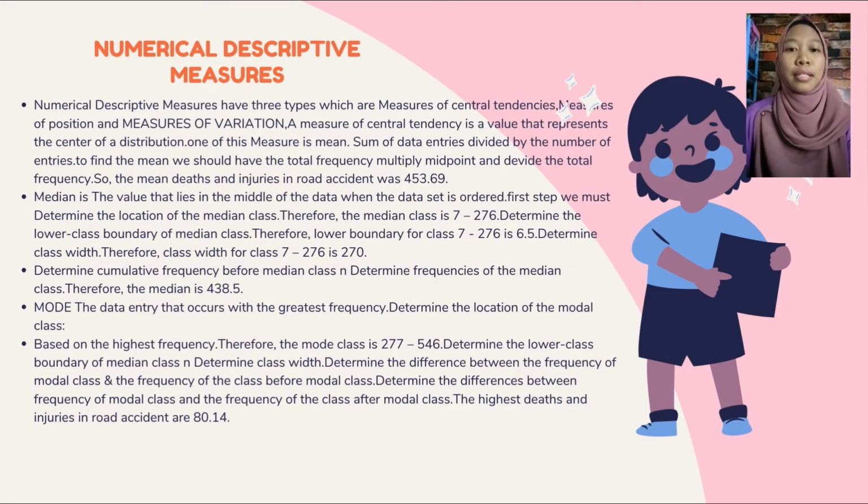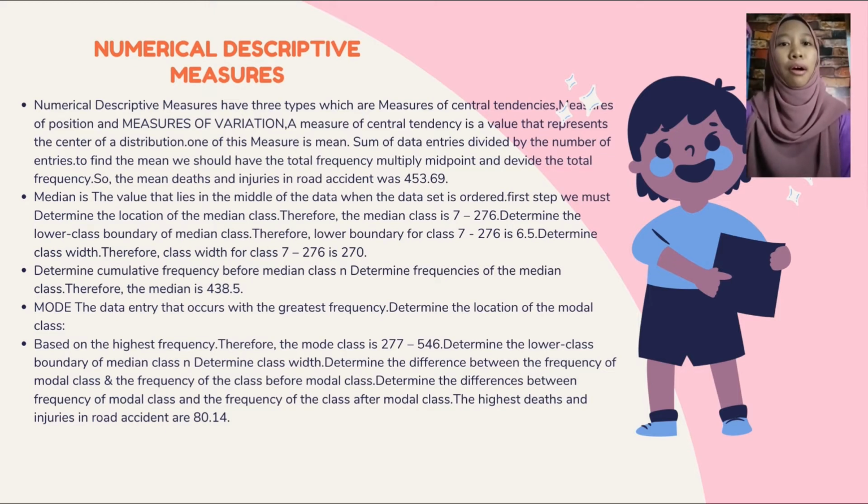So, the mean of deaths and injuries in road accidents was 453.69. Secondly, the median, the value that lies in the middle of the data when the data set is ordered. First step, we must determine the location of the median class. Therefore, the median class is 70 to 276.